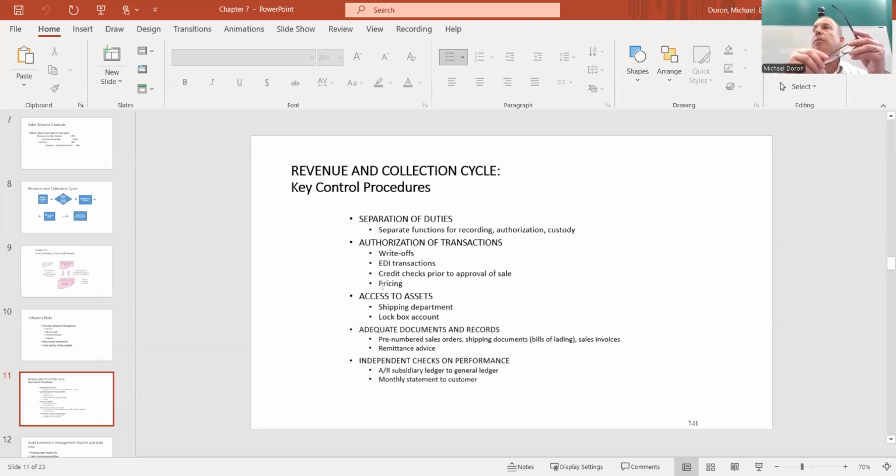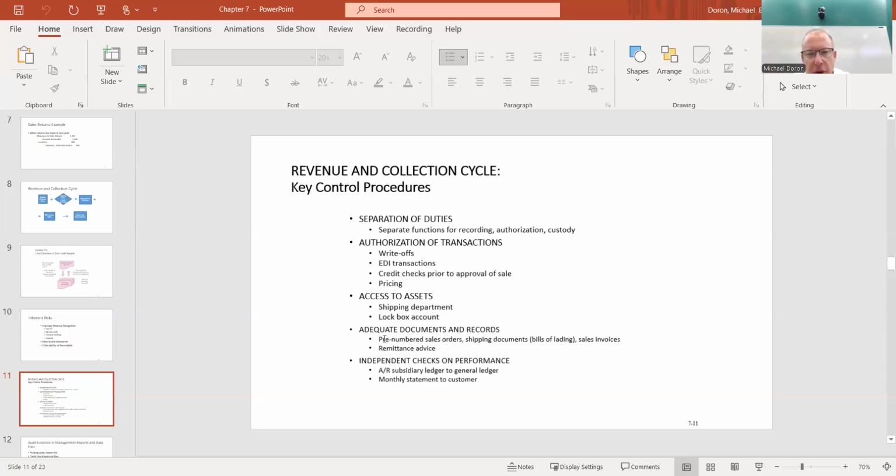And pricing. Okay, there should be a price list. If you're the person on the phone taking customer orders, you should have a price list in front of you. This is what we sell at. You can't deviate from that without a supervisor's approval. There can be a supervisor who says, okay, we can give these guys a volume discount, but the person taking the sales order doesn't have the authority to do that. They use the price list that was given to them. Okay, access to assets. There's a shipping department, with security guards and everything, and lockbox accounts. So all the cash and checks are kept under lock and key until they're deposited, which should be every day.